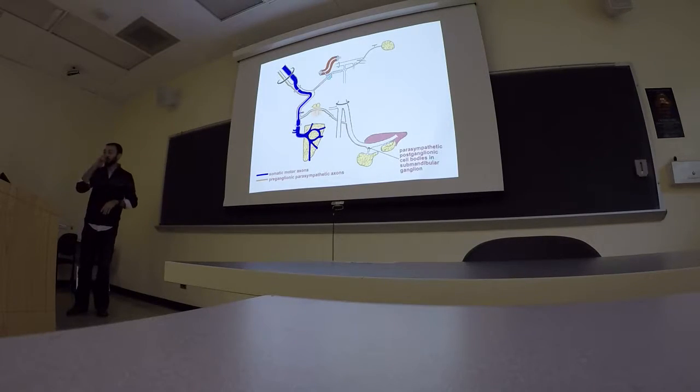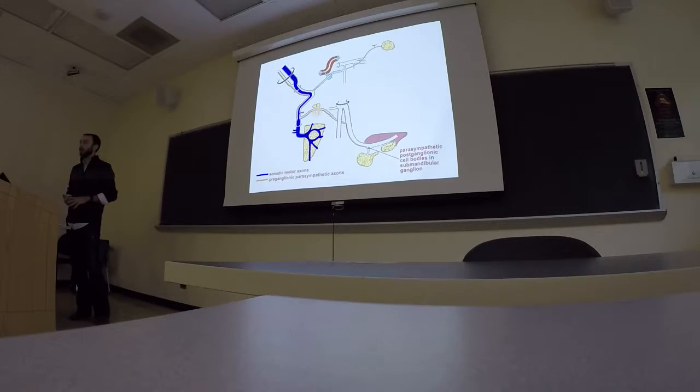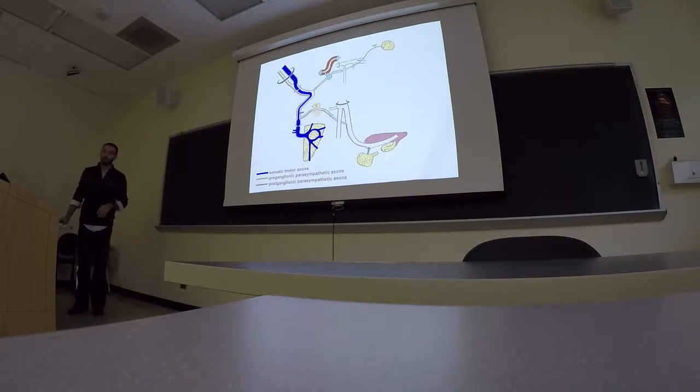The submandibular ganglion is where the cell bodies for the postganglionic parasympathetics are going to lie. And then from that ganglion, to get to the submandibular gland, they'll just go straight down. And then to get to the sublingual gland, it'll jump back onto the lingual nerve to travel to the sublingual gland.